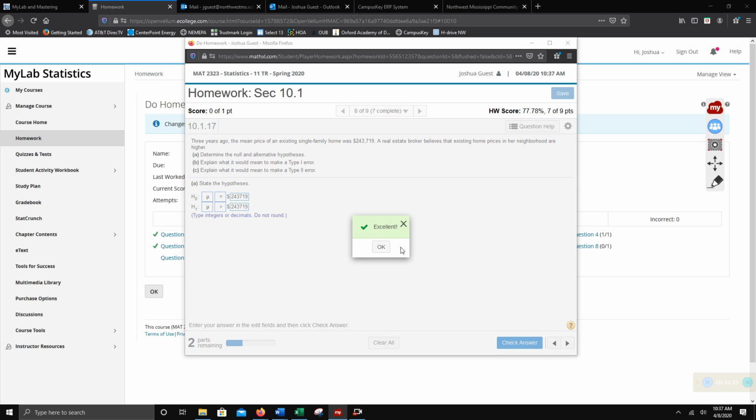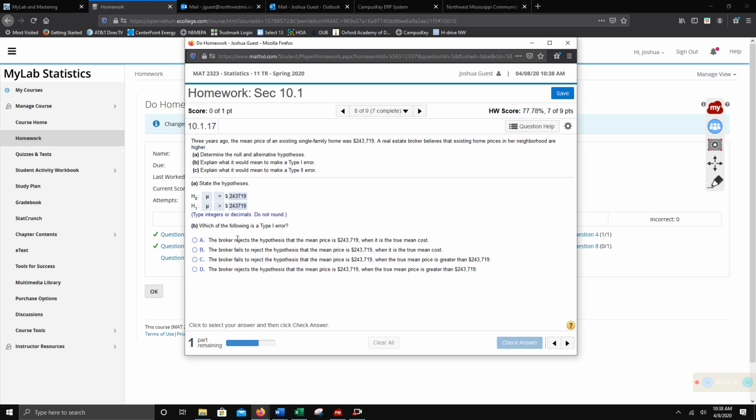So let's see how they word it, but that's the thought process we go through. Here we're going to reject, so we don't want B or C. It's either going to be A, reject, or D, reject. A says the broker rejects the hypothesis that the mean is this when that is the true cost. That sounds pretty good. Here, the broker rejects the mean when the true mean is greater. If the true mean was greater, we should have rejected it, right? So that's not an error. Here, this is an error. The broker rejected the null, that the price is this number, when the true mean is actually that number. So that is a type 1 error right there, A.